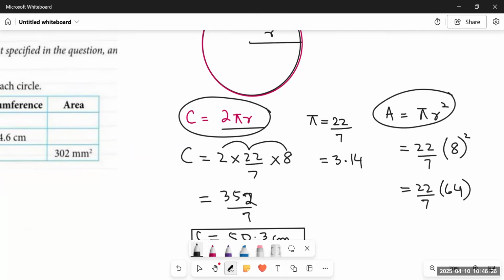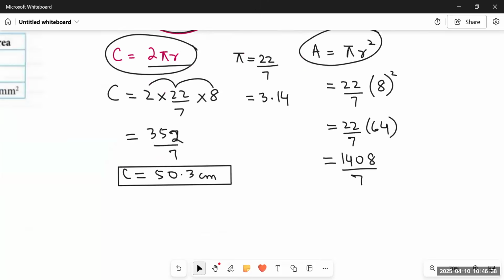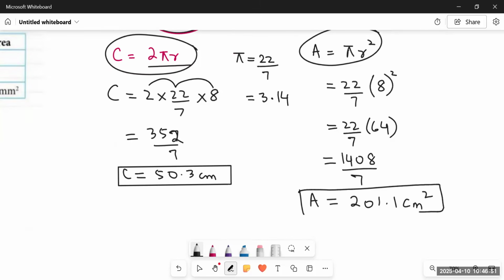So we will multiply 64 with 8, which is 1408, and then we will divide it with 7. So the final answer would be 201.14, or you can write it as 201.1 centimeter square. Always remember the unit of area is squares. Okay, so it will be 201.1 centimeters square.